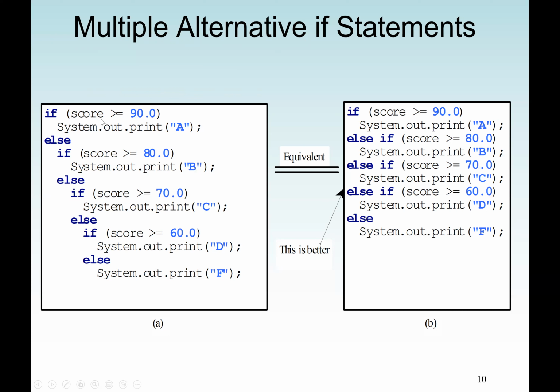So we can say if score is greater than or equal to 90, print A. If score is greater than or equal to 80, print B. If score is greater than or equal to 70, print C. That's another option. In this case, if the first condition is true, we're still going to test the second condition, the third condition, until the end.